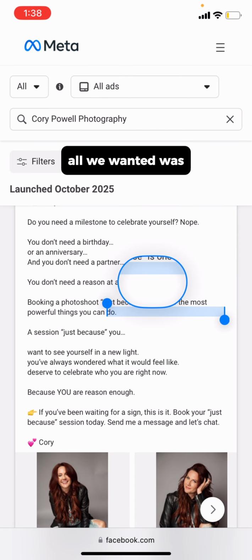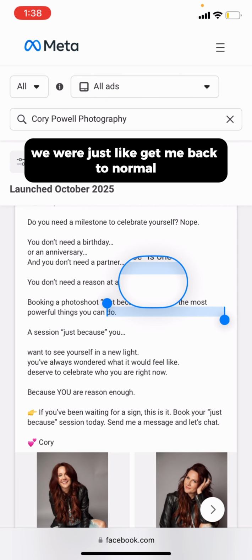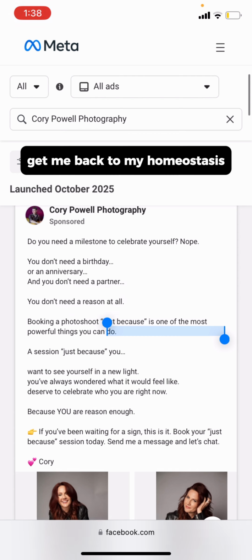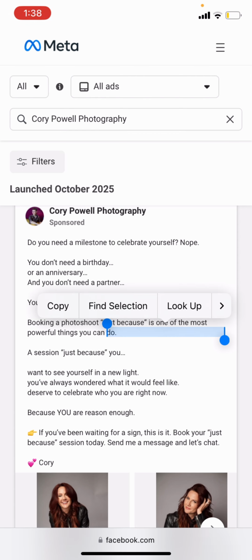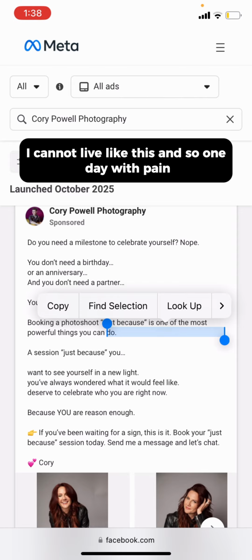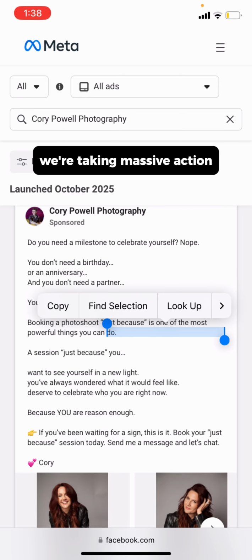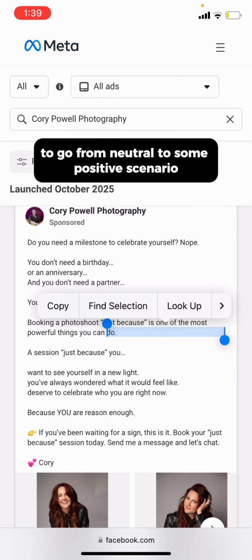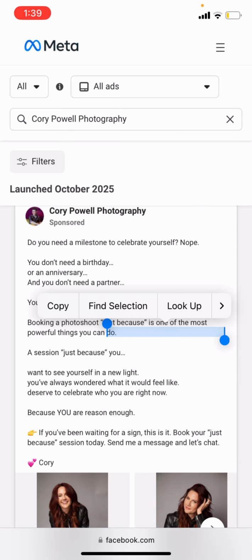And dude, all we wanted, we weren't even focused on anything else. We were just like, get me back to normal, get me back to my no pain state, get me back to my homeostasis. I gotta get out of this pain. I cannot deal with this. I cannot live like this. And so one day with pain, with a negative experience, we're taking massive action. 400 days with no pain, we're taking no action to go from neutral to some positive scenario, some positive situation.